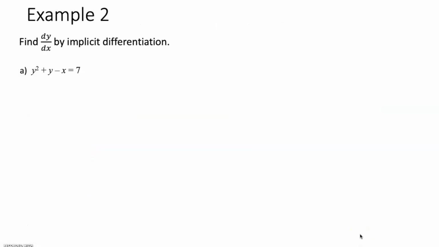So here, in example 2, we want to find dy dx by implicit differentiation. We are given the implicit form of an equation right here, and what we have to do is find dy dx, the derivative of y with respect to x. Now, we just follow the guidelines that we just talked about, these steps. Step 1, we want to take the derivative of both sides with respect to x.